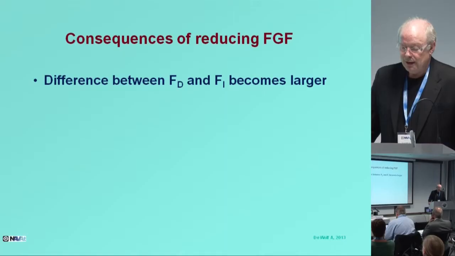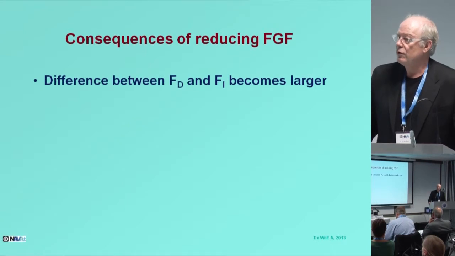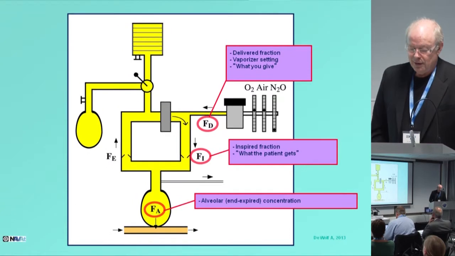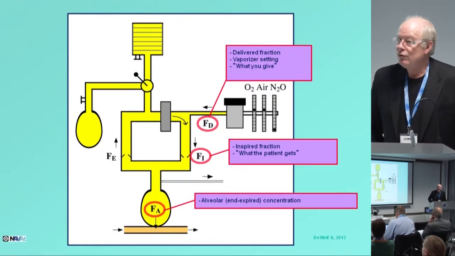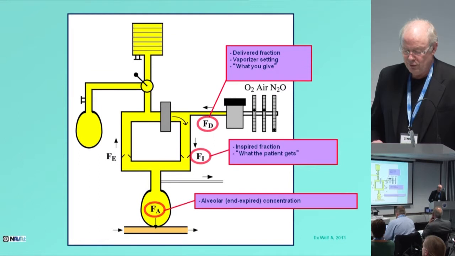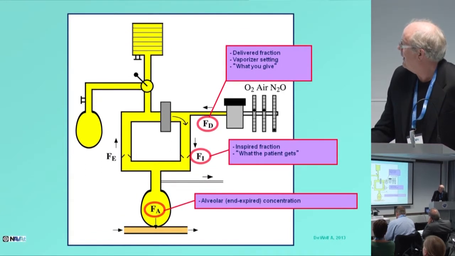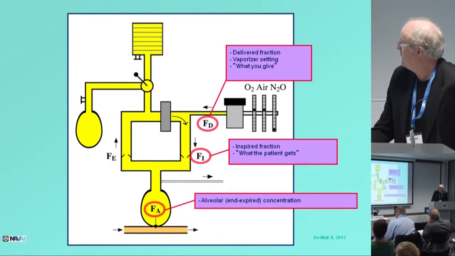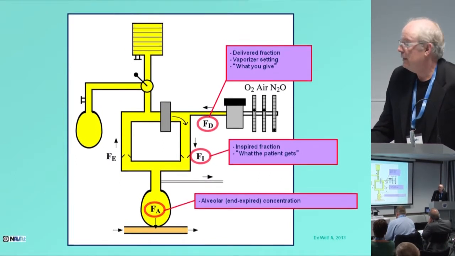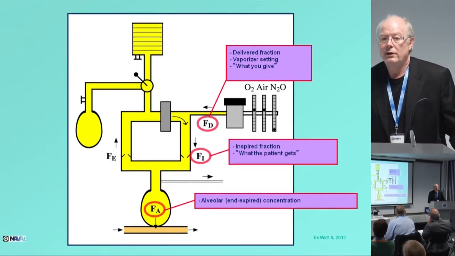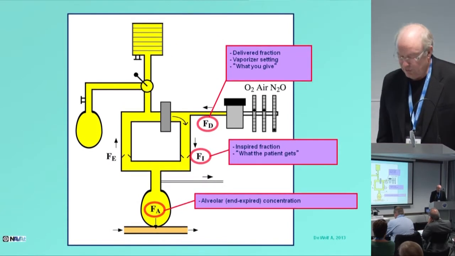There are consequences of reducing fresh gas flow. First of all, the difference between the delivered concentration and the inspired concentration becomes larger. First of all, I have to introduce the terminology that we're going to use. And we all have to agree that the delivered concentration is what comes out of the common gas outlet. The inspired concentration is what the patient inhales, what the patient gets. And the alveolar concentration is actually an indicator of the cerebral partial pressure, or the CNS partial pressure.